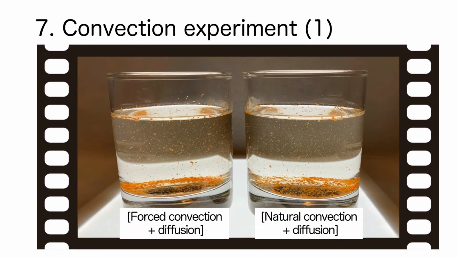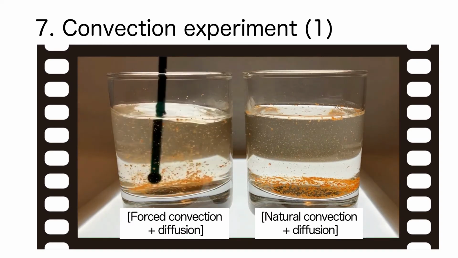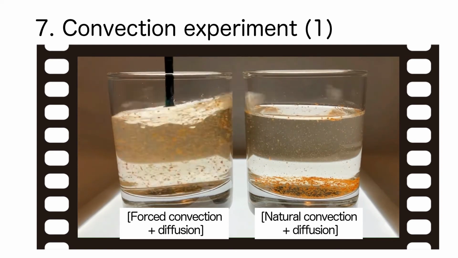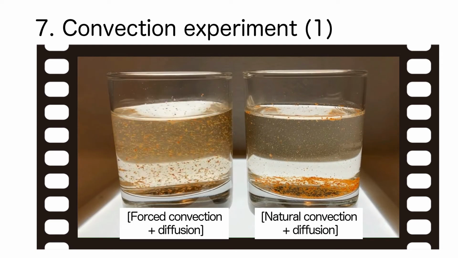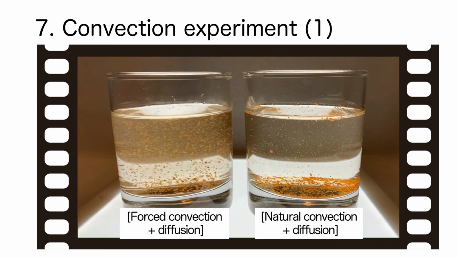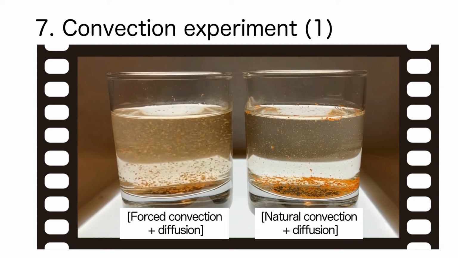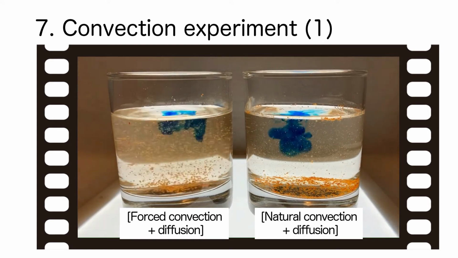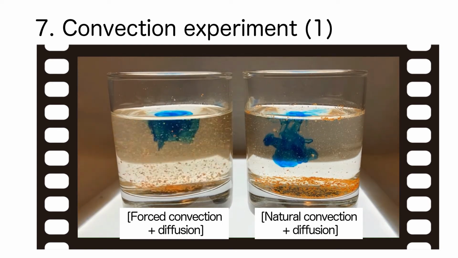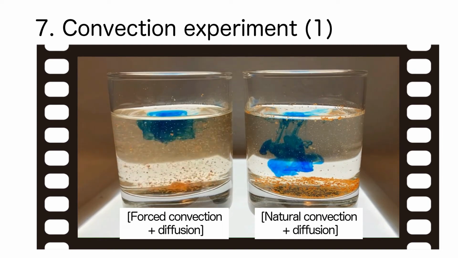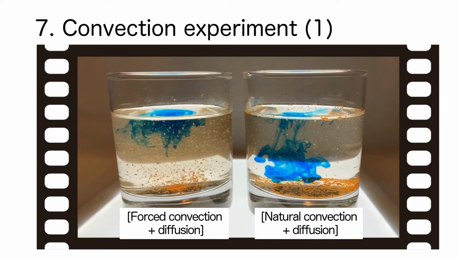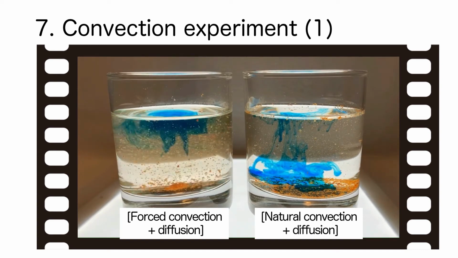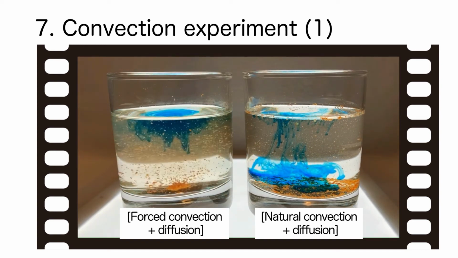We will try an experiment to confirm the difference in mixing due to convection. The glass is filled with a chili pepper to make it easier to see the flow of the liquid. The left side of the screen shows mixing by the action of forced convection and diffusion. The right side shows mixing by natural convection and diffusion. There does not seem to be a significant difference in the mixing speed between natural convection and forced convection. Why is this?